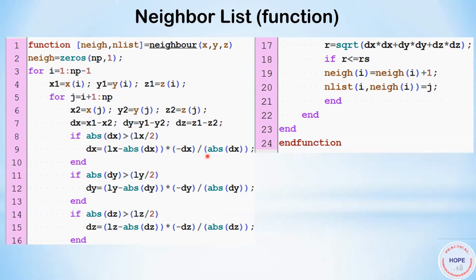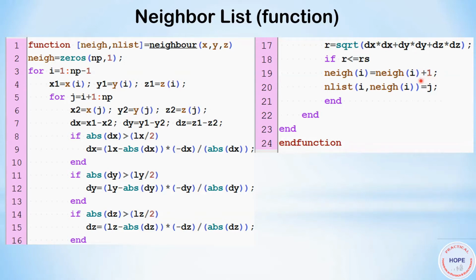These three if conditions we have already discussed in the previous part of this video, so we are not discussing them again. Then we calculate this value of r, that is square root of dx square plus dy square plus dz square. Once we know the distance, we will check whether this distance is less than or greater than rs. If r is less than rs, then we have to increase the number of neighbors. ne(i) = ne(i) + 1. So we have increased one neighbor.